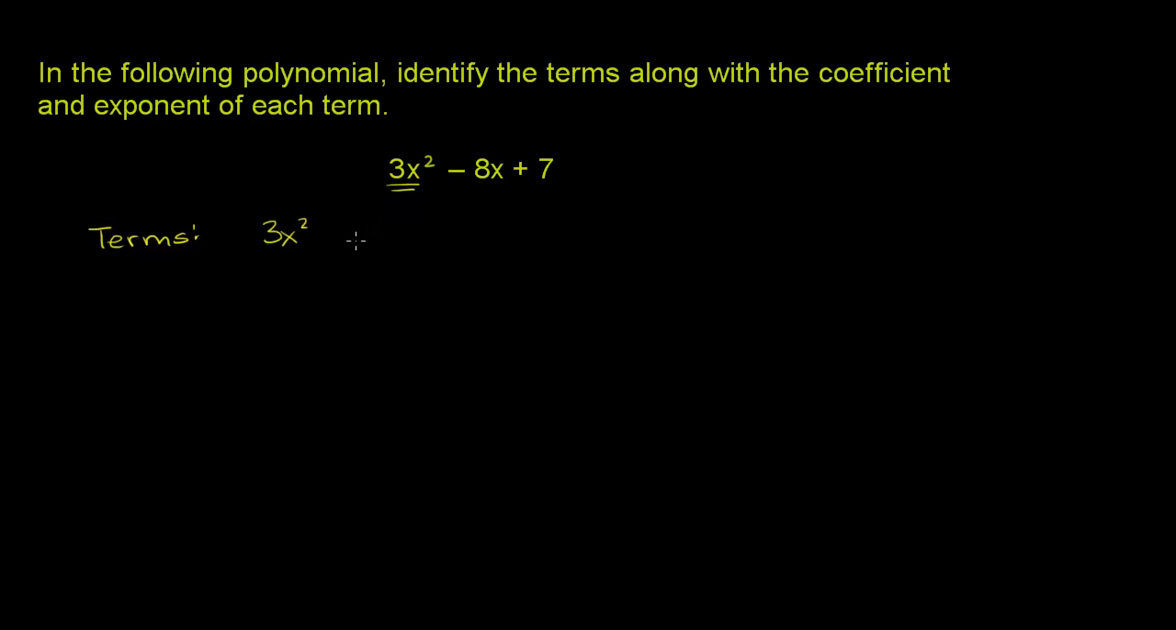The second term, it's being added to negative 8x. You might say, hey, wait, isn't it minus 8x? And you could just view that as it's being added to negative 8x. So negative 8x is the second term. And then the third term here is 7.